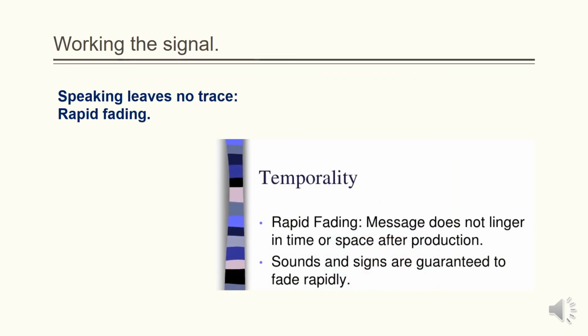Finally, we have rapid fading related to the features of the signal. This feature is related with temporality, and it means that when we produce oral language, oral speech, this leaves no trace. We say the words, they hang around just some minutes, seconds, and they disappear completely. This feature of the signal was later on solved by the use of writing, but that is another topic.